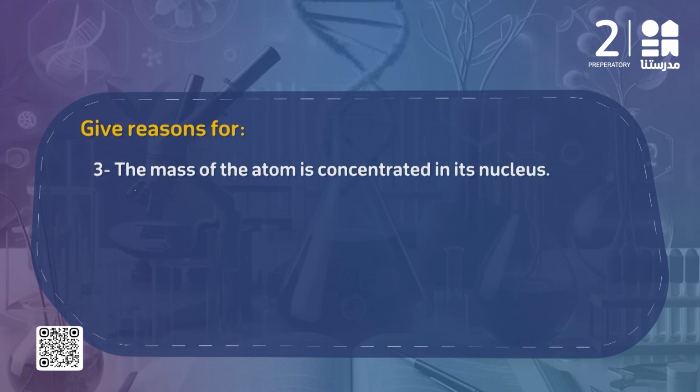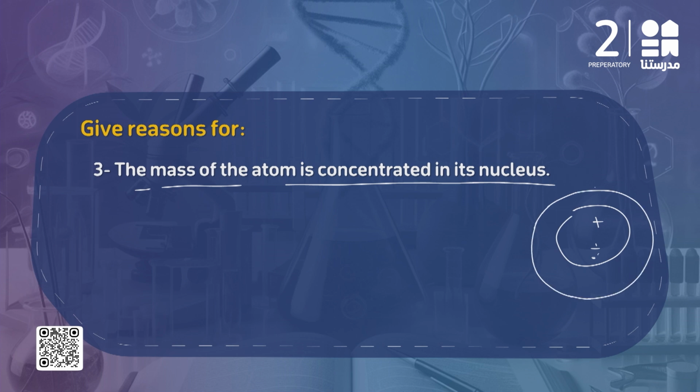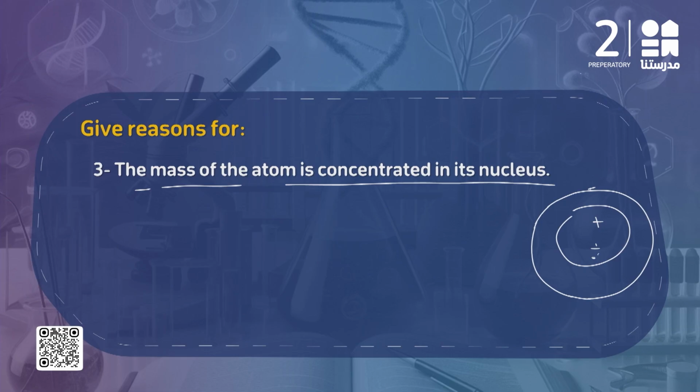Question number 3 says the mass of the atom is concentrated in its nucleus. Let's quickly draw the nucleus we drew a moment ago, where we said the protons and neutrons exist in the nucleus of an atom while the electrons rotate around. The electrons are negatively charged and their mass is very neglected. What does very neglected mean? It's as if I put a dot on an empty screen. It exists but it doesn't affect the space I have. So from the mass of the atom we remove the mass of the electrons entirely, because their mass is very tiny and will never affect the total mass of the atom.